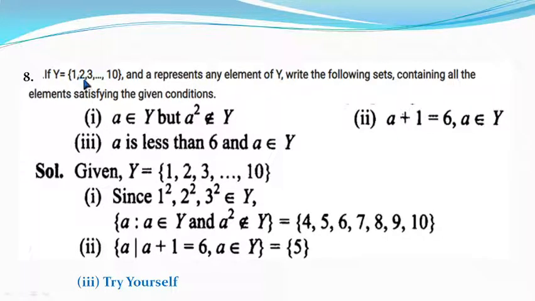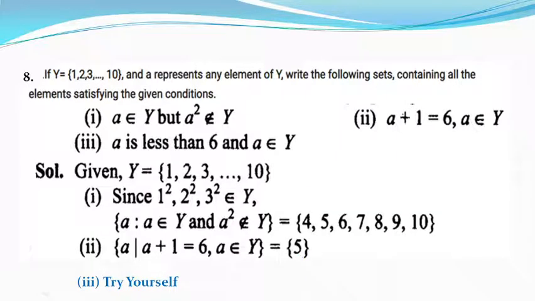2 is here, 2 square is 4, that is also there. So 2 is also not allowed. Let's talk about 3. 3 is here and 3 square is 9. 9 is also there in this set. So 1, 2 and 3 are not allowed as per the given condition. And we can consider the rest of the elements like 4, 5, 6, 7, 8, 9 and 10. Second part says a plus 1 equal to 6 and a belongs to this set Y. Now which element of set Y can make this statement true? There is only one single element, 5, which can make this statement true. So the answer is only 5.